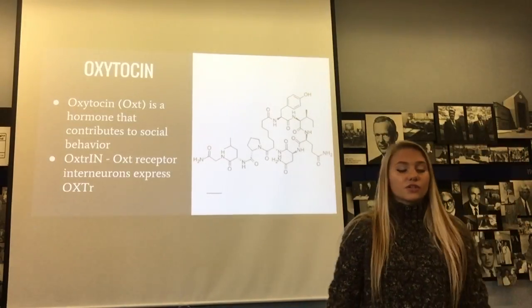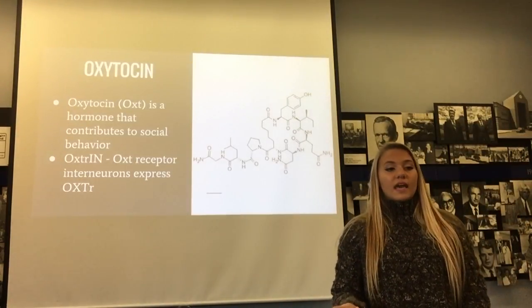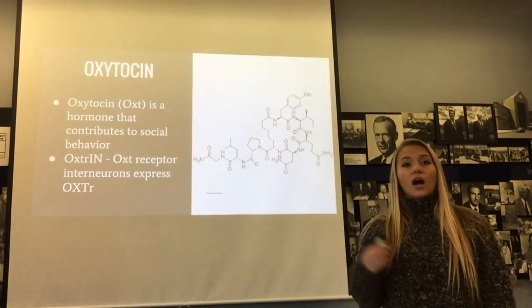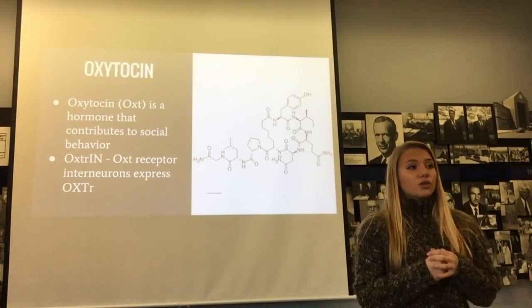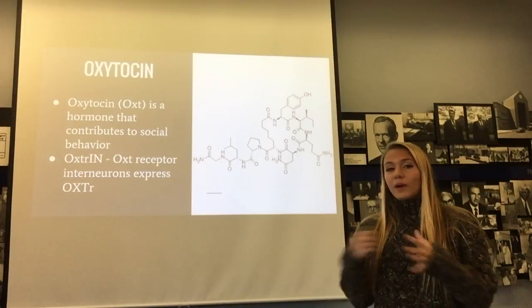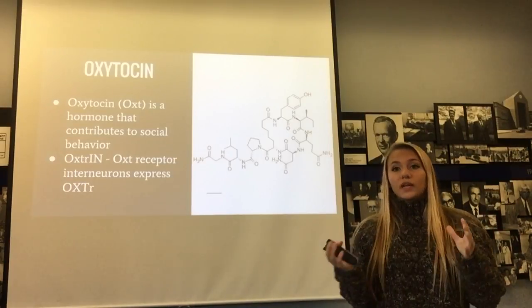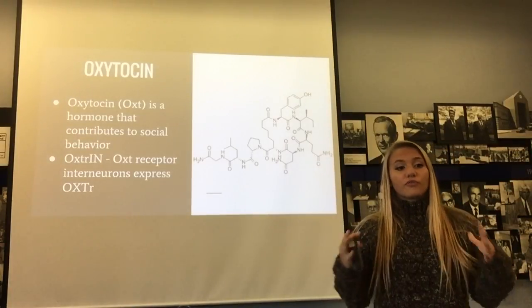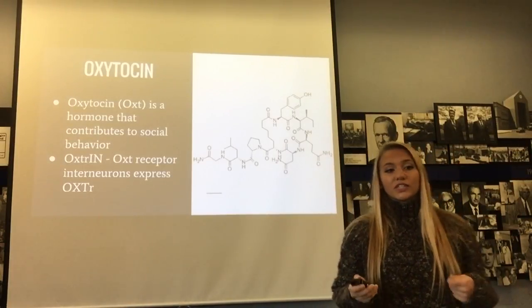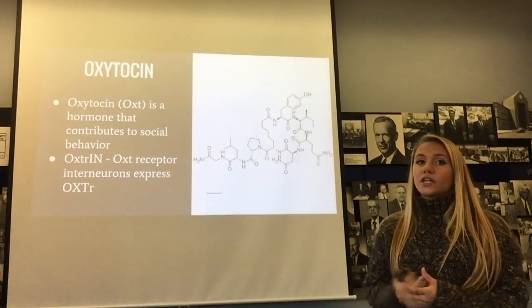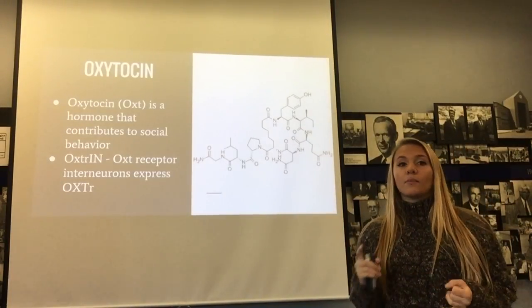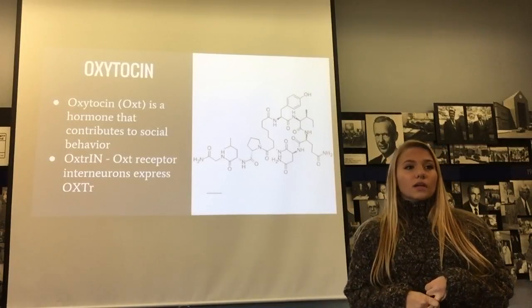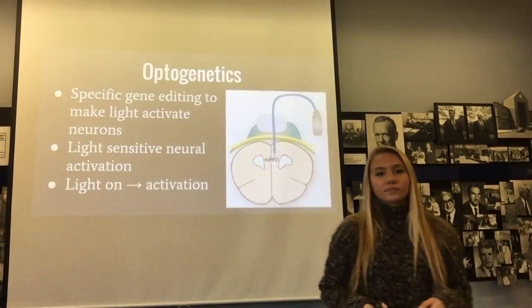The first is oxytocin. Oxytocin is a hormone that contributes to social behavior. And oxytocin binds to oxytocin receptors, just a little bit of bio one. It binds to oxytocin receptors to create that social behavior. And oxytocin receptors are found on oxytocin receptor interneurons. Oxytocin usually contributes to maternal care, social cognition, things like that.